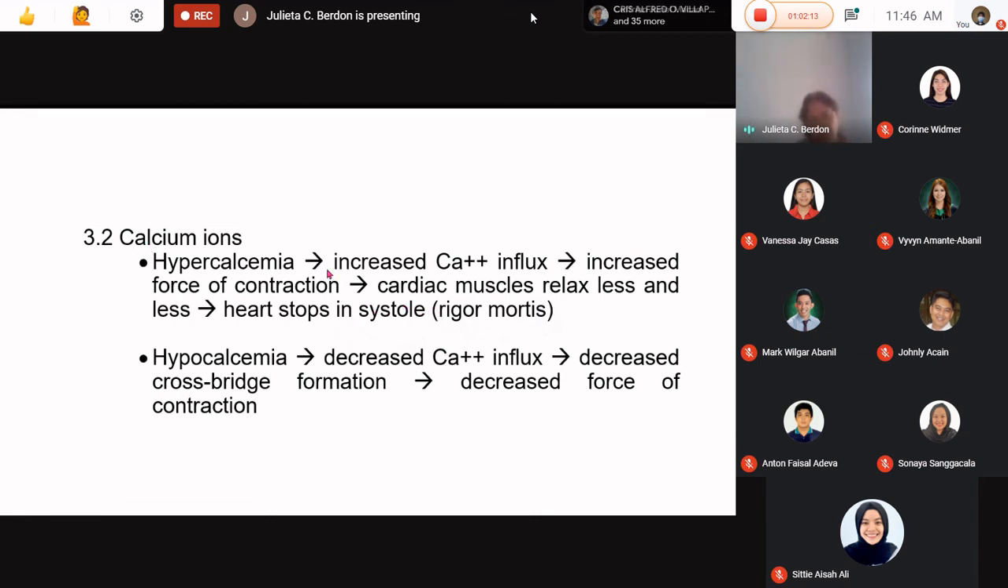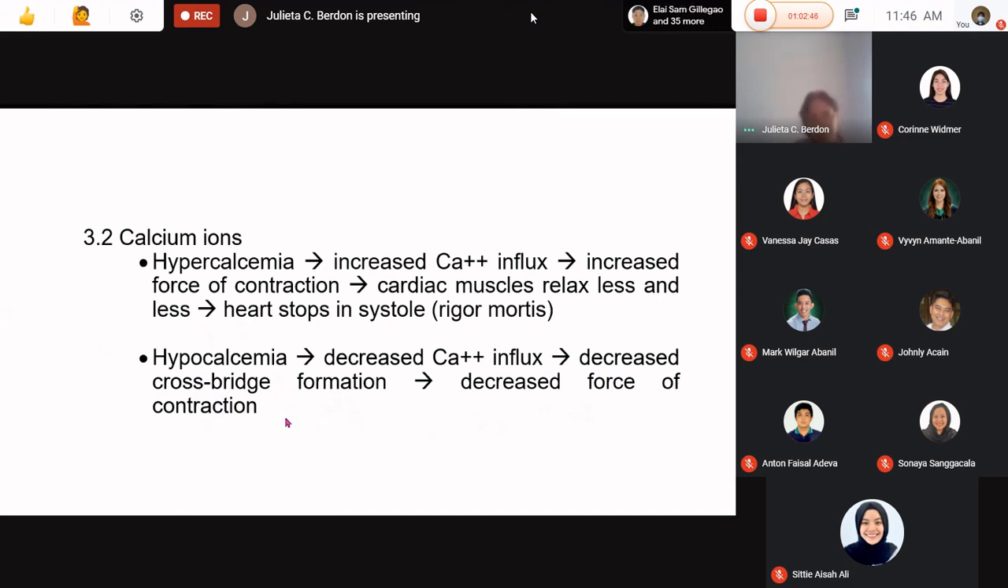Now, hypocalcemia. Of course, the underlying level in hypercalcemia is not always like that. If the increase is only slight, there is just an increase in your force of contraction. What I called rigor mortis is the most severe hypercalcemia. Hypocalcemia is the opposite: decreased calcium influx, of course decreases cross-bridge formation and decreases the force of contraction. It's just physiologic logic.